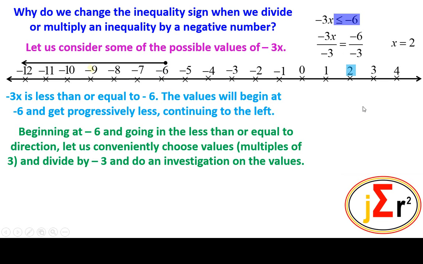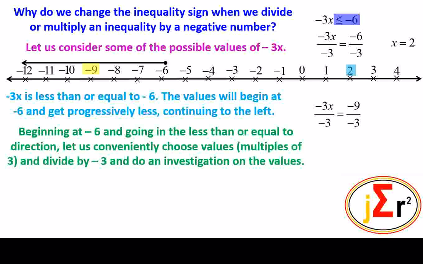Another possible value of negative 3x is negative 9. All of these values that begin at negative 6 and continue in this direction are possible values. Negative 9 is another possible value. Why are we choosing those multiples of 3? We know already, because when we divide, we just want a whole number answer.